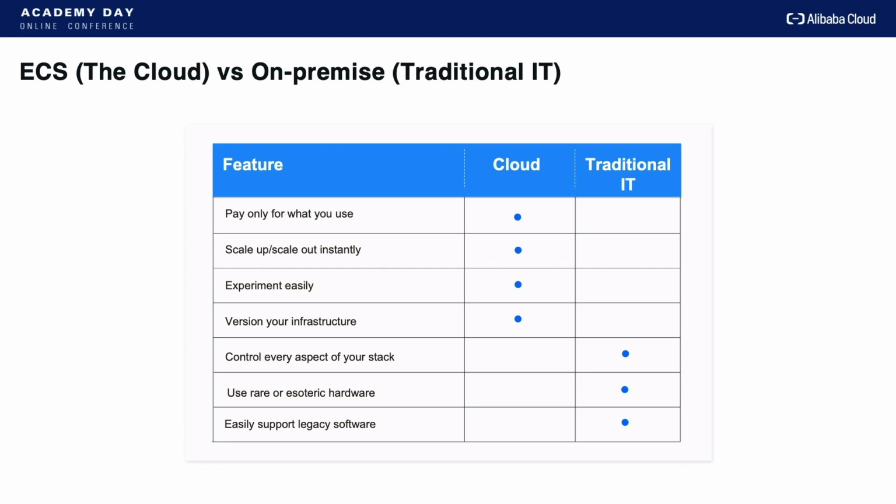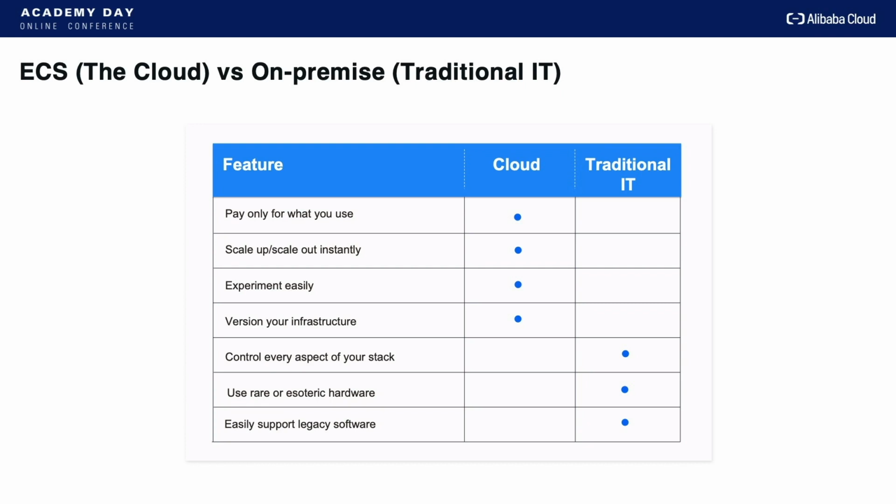Two advantages that are still mostly solidly on the traditional IT side of the fence are using rare or esoteric hardware and easily supporting legacy software. If you have some system that has to run on very particular hardware or that's 30 or 40 years old and there's really no way to port it over to run in Linux or Server 2016 or whatever on the cloud, in that case, traditional IT still wins.